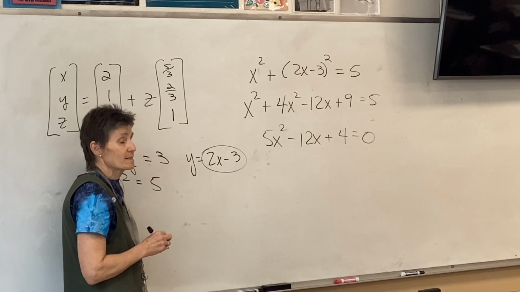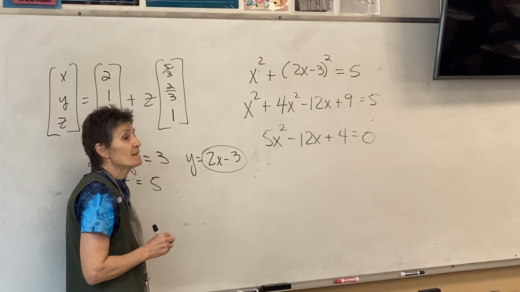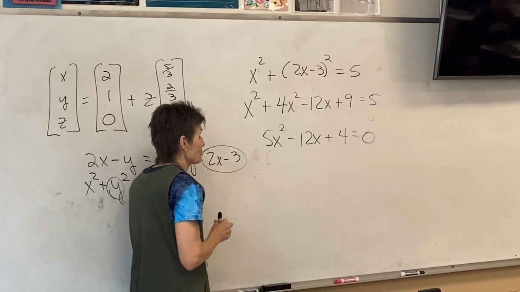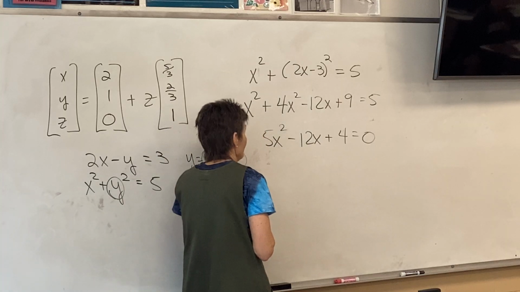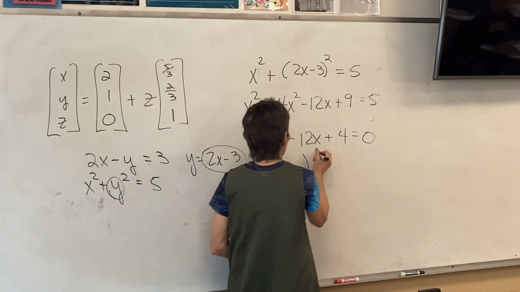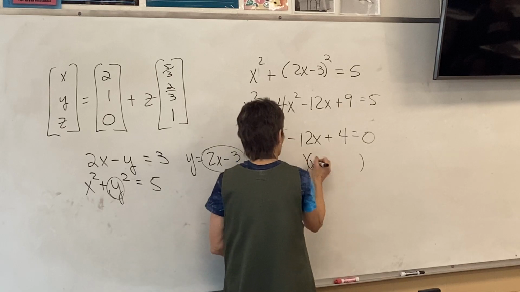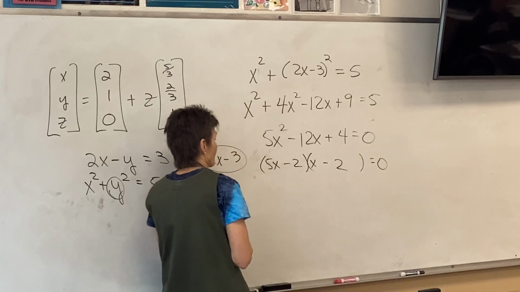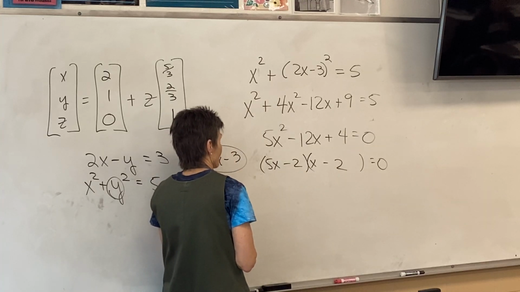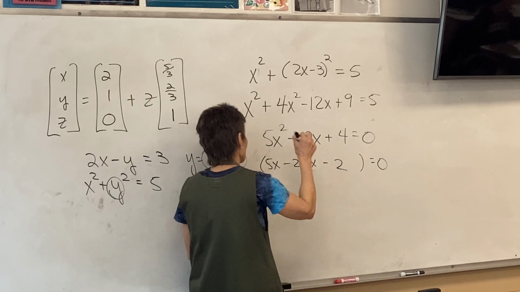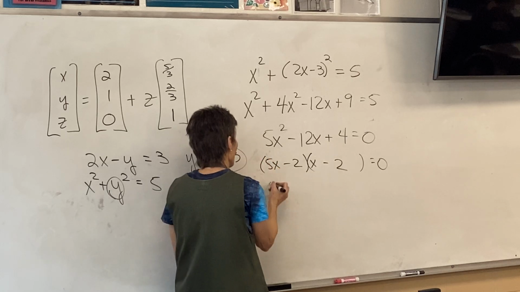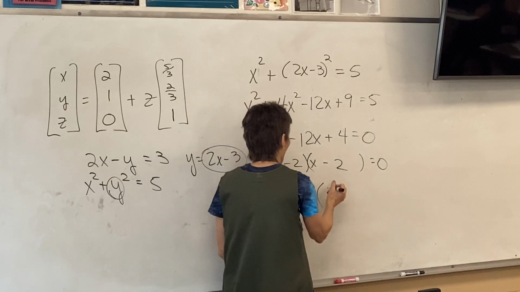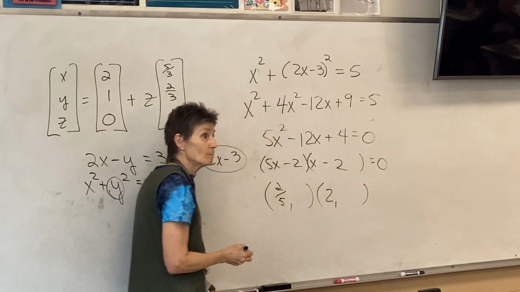What have I got? It's a quadratic. I don't know if it factors or not. Actually, it might. Wait, it actually might. Hold on. I think it does. Negative 12. Yep, it does. So, x is either 2/5 or x is 2.